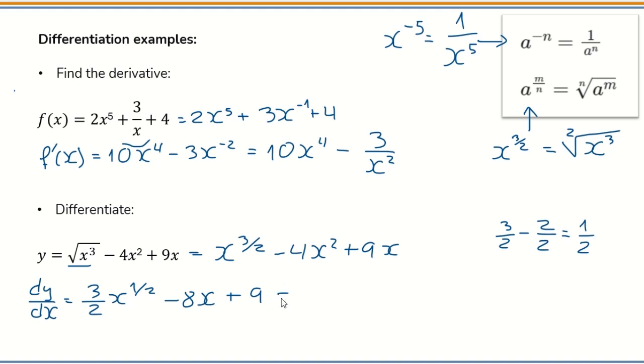So this term will be 9. And now I can apply again this law of indices to this term, and this will be 3 halves times the square root of x, square root because 2 is the denominator, and x to the power of 1 because that's the numerator, minus 8x plus 9.